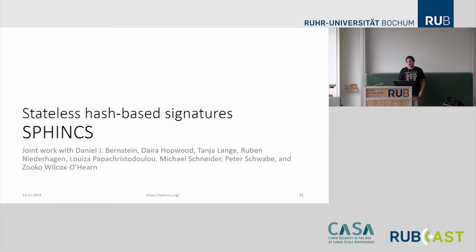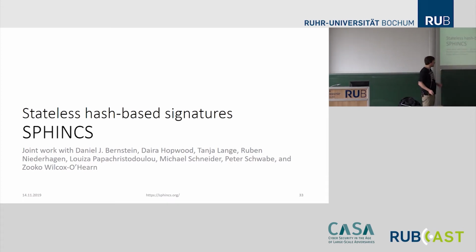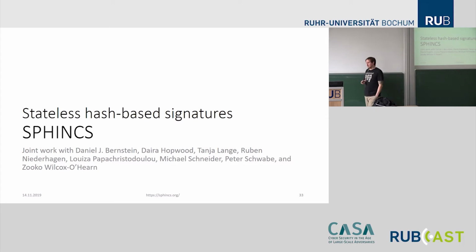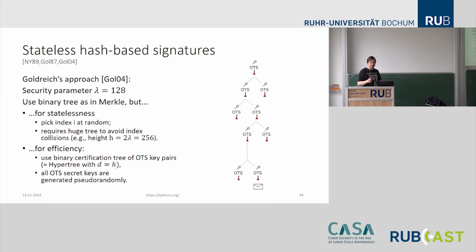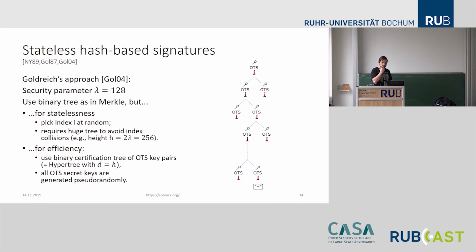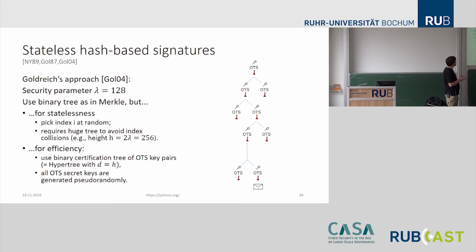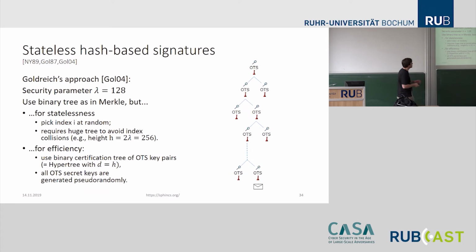So I shrank this a bit because it sounded to me as if people here would also be interested to hear about stateless hash-based signatures, because those are the schemes which are currently in the NIST competition. This started with the efficient scheme we proposed at Eurocrypt 2015. Stateless hash-based signatures go back essentially to two proposals by Goldreich from the early 2000s, and the idea that we built on is the following.